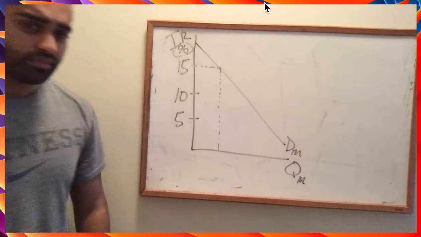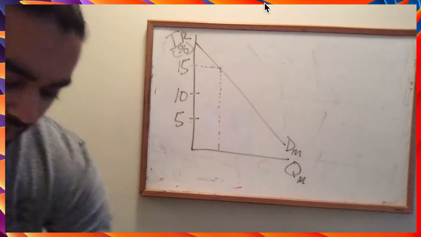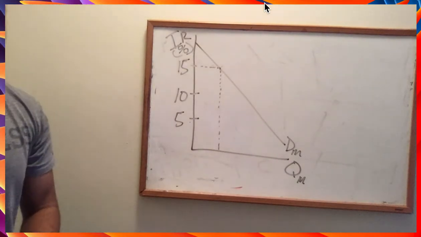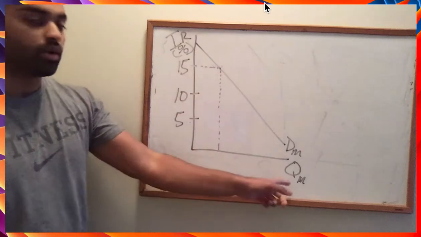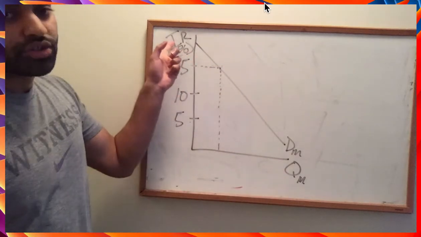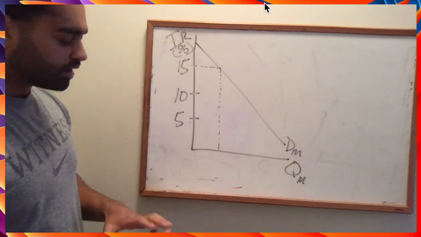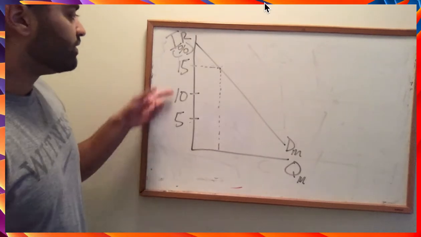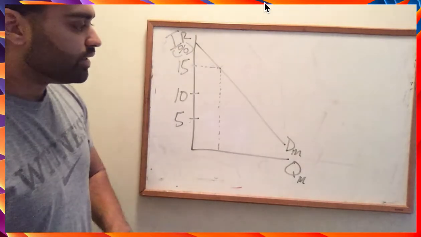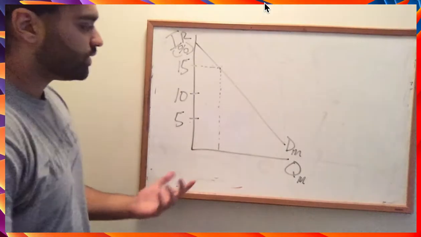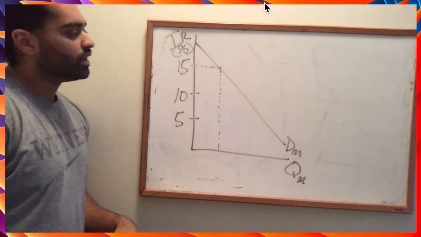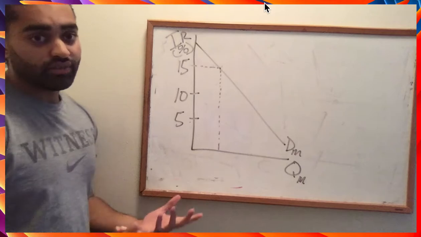So the first thing we're going to start with is a graph. This is the market for money. We have the quantity of money on our X. We have our interest rate in percentages on our Y. So we have 5, 10, 15. And we have individuals that demand money. We have individuals that supply money. We'll talk about each in a bit. So demanding money is individuals.